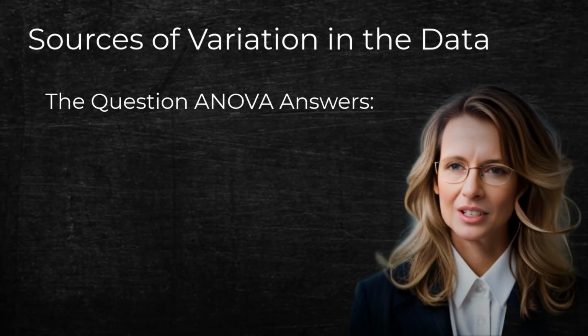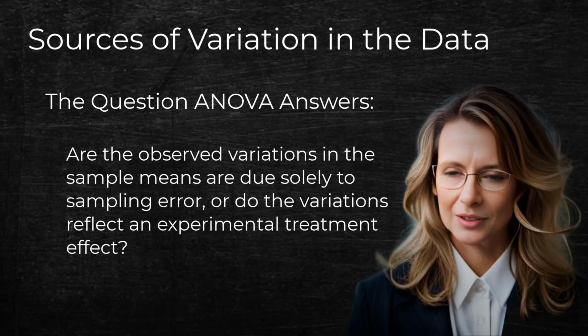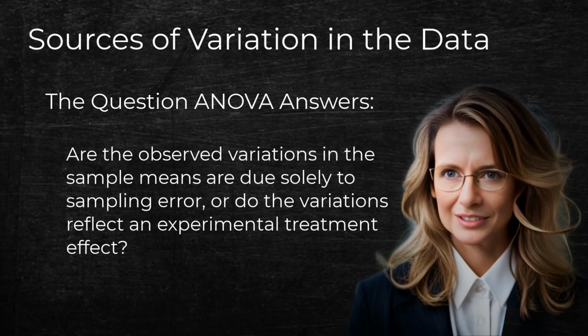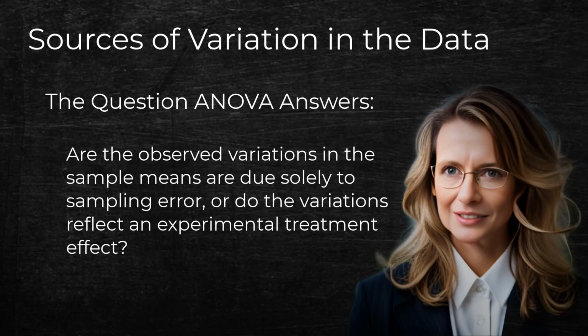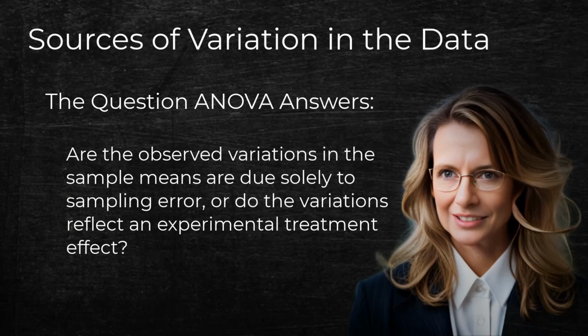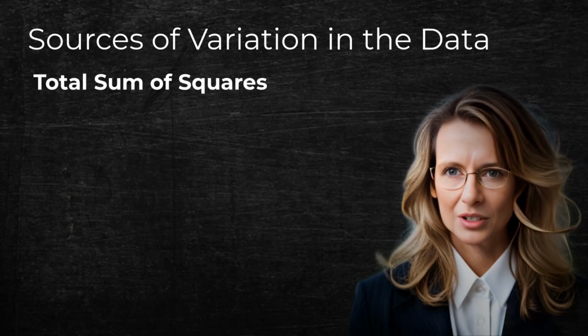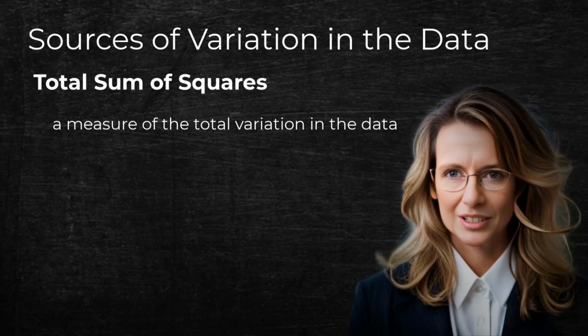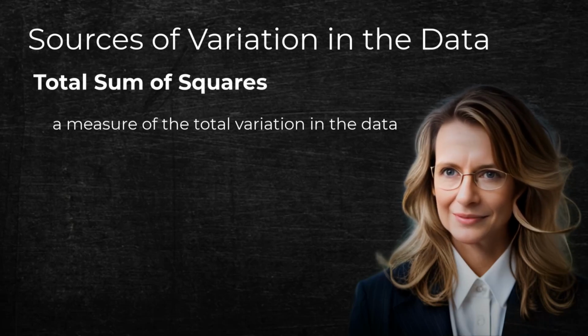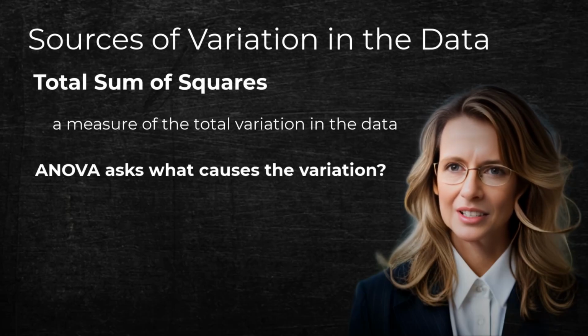As we stated earlier, the question ANOVA seeks to answer is whether the observed variations in the sample means are due solely to sampling error or if those variations also reflect an experimental treatment effect. To answer this question, there are three concepts related to the variation in the scores that are important to understand. The first concept is called the total sum of squares. This is a measure of the total variation in the data. The question that ANOVA seeks to answer is what is causing this variation.